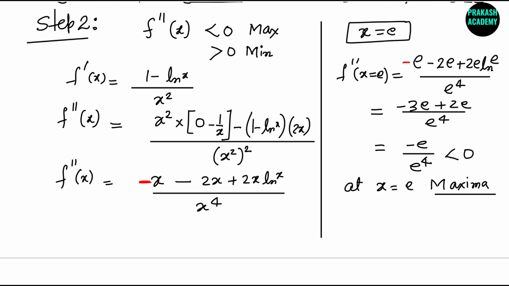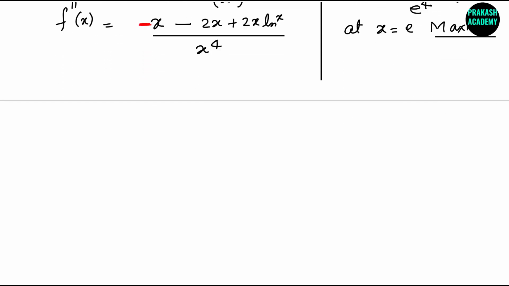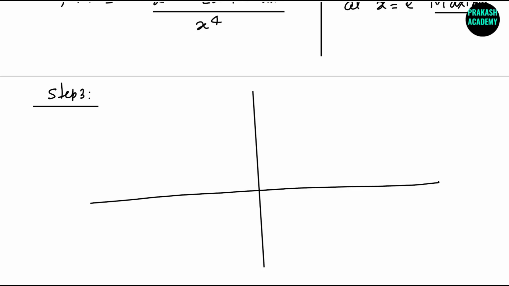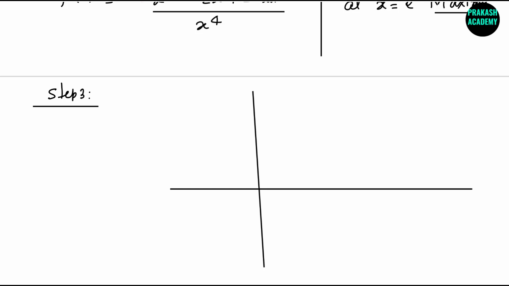Now let us try to plot this function. That is step 3. So in step 3, we can basically plot this function. So this is my y-axis and this is my x-axis. So this side, I don't need to have too long. So this is my x-axis.